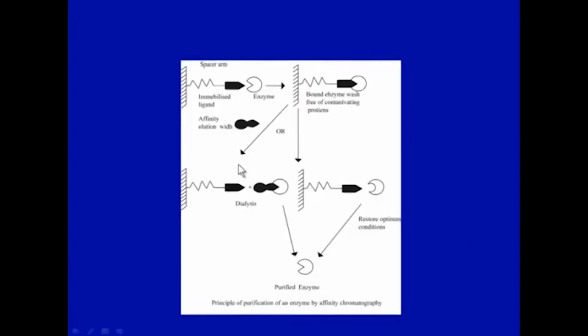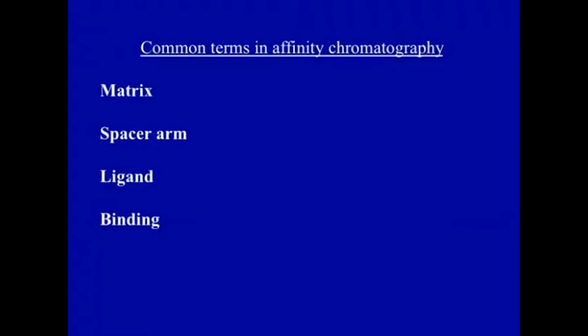Now, here, if you see, what I have explained, this depicts the same thing. You have a ligand with a spacer arm, and this comes and binds here. Then this could be eluted with another free ligand, or pH conditions could be changed, and then you can restore it, and again purified enzyme is obtained, and this could be used as many times as you want by cleaning it up.